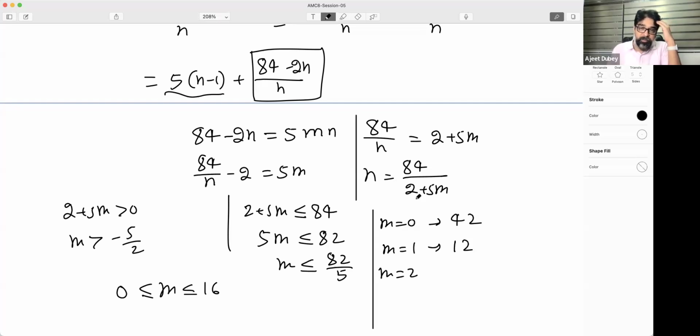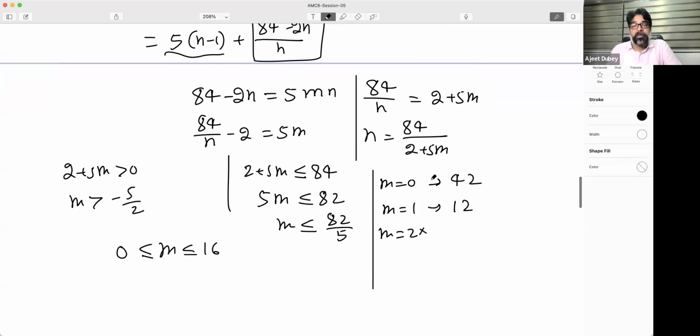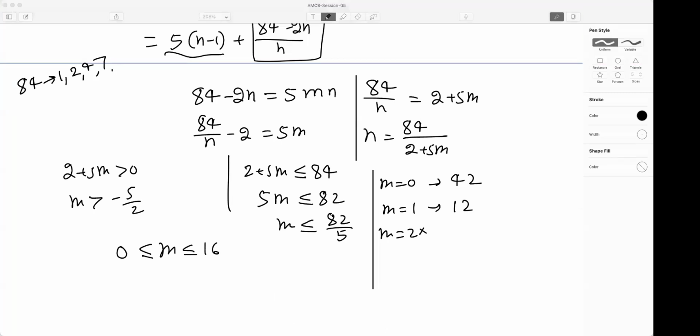M equal to 2, 84 by 12. Is it possible? No, it's not possible because this should be a factor of 84. So this is not possible. Similarly, you can count it. What are the possible values? This 84, what are the factors? 1 is a factor, 2 is a factor, 4 is a factor, 7 is a factor. What other possible factors can there be? 3 also is possible. So then 12, 14, 21, 28.